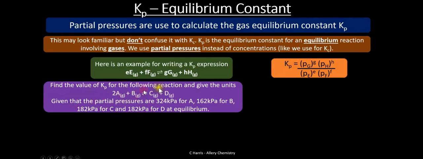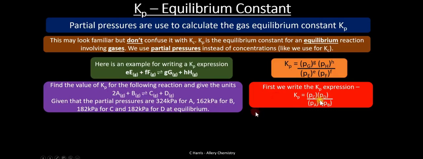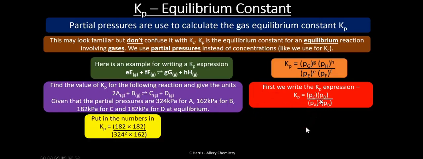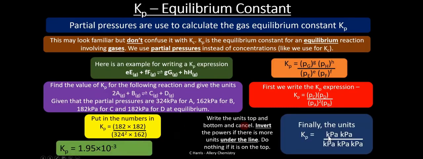So find the value of Kp for the following reaction and give the units, given that the partial pressures at equilibrium are gas A 324, gas B 162, and C 182, D 182 as well. So you just need to create your expression for Kp, which is equal to your products over your reactants. But see here that we have raised A to the power of 2. Now we substitute and evaluate there. We realize that our Kp is 1.95 times 10 to the power minus 3.